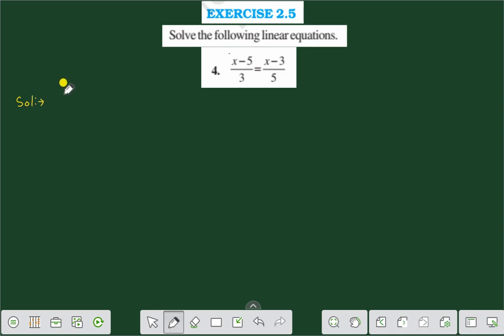The equation is x minus 5 by 3 is equal to x minus 3 by 5.